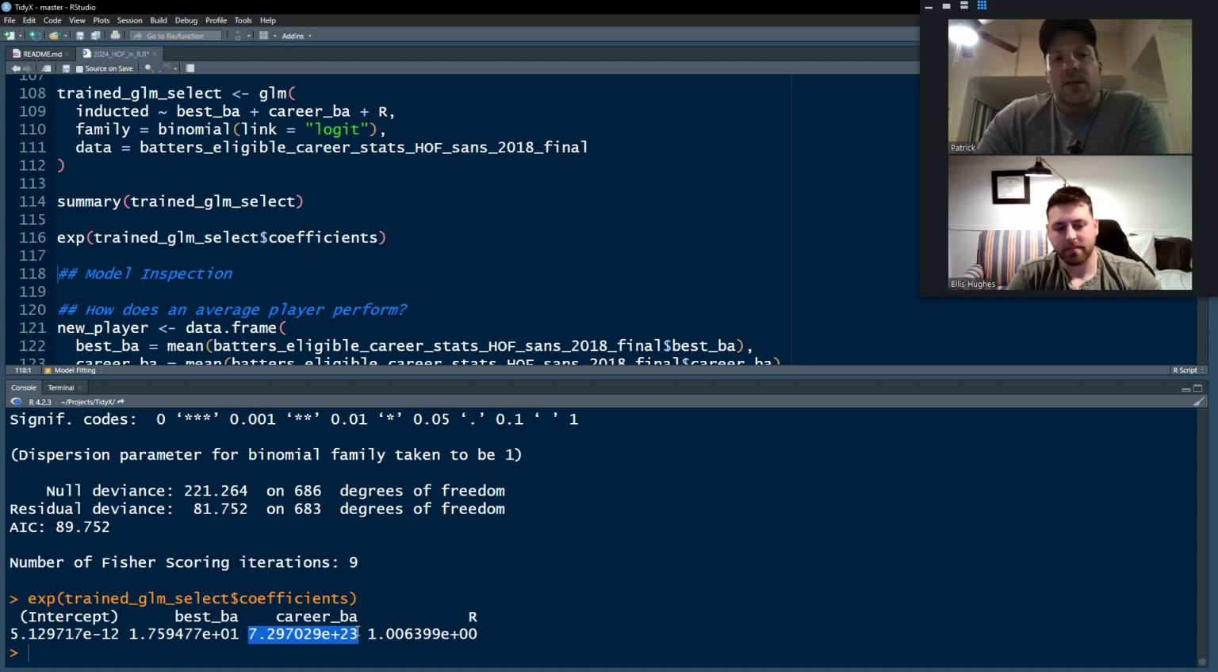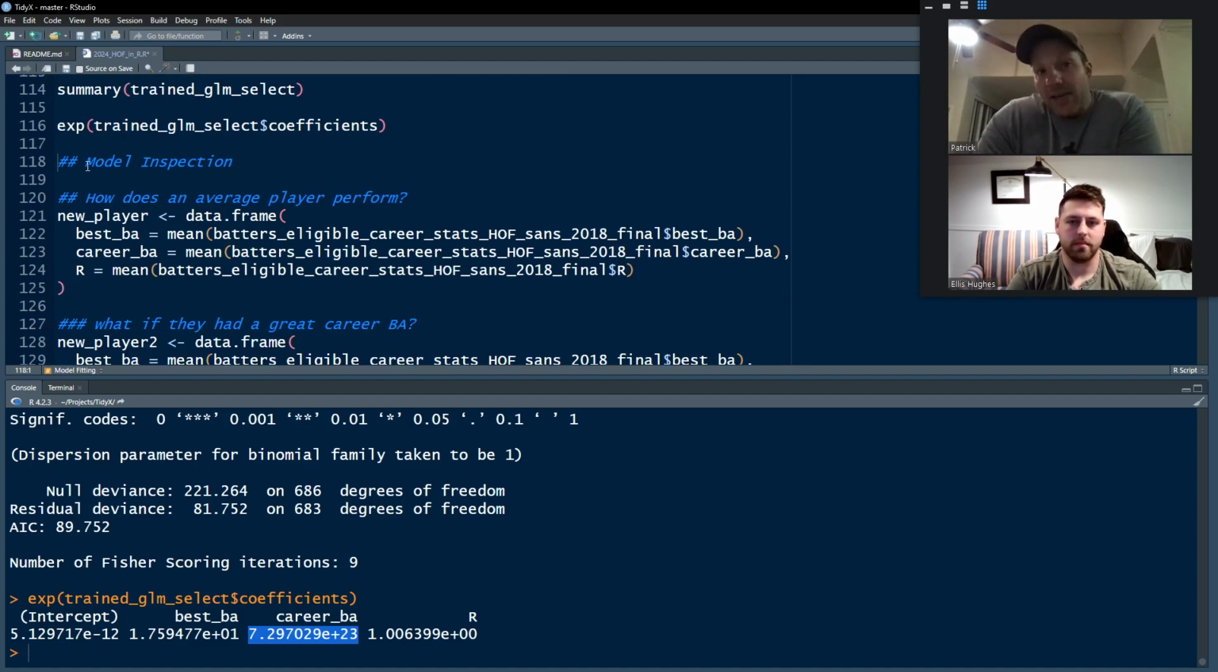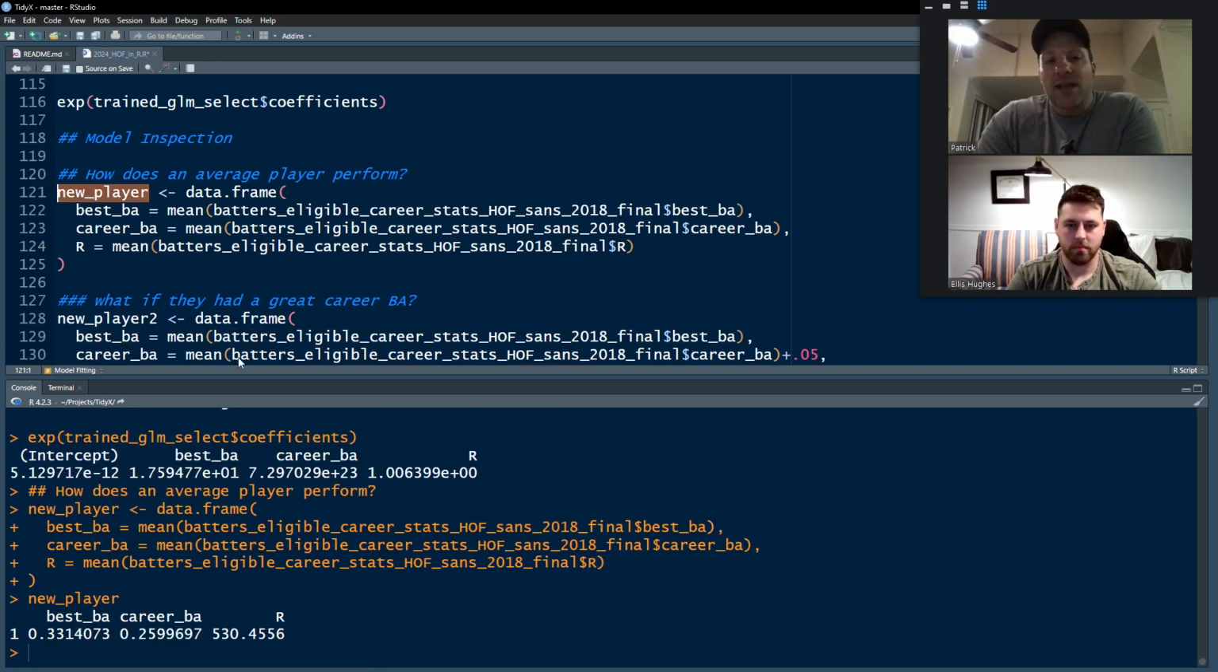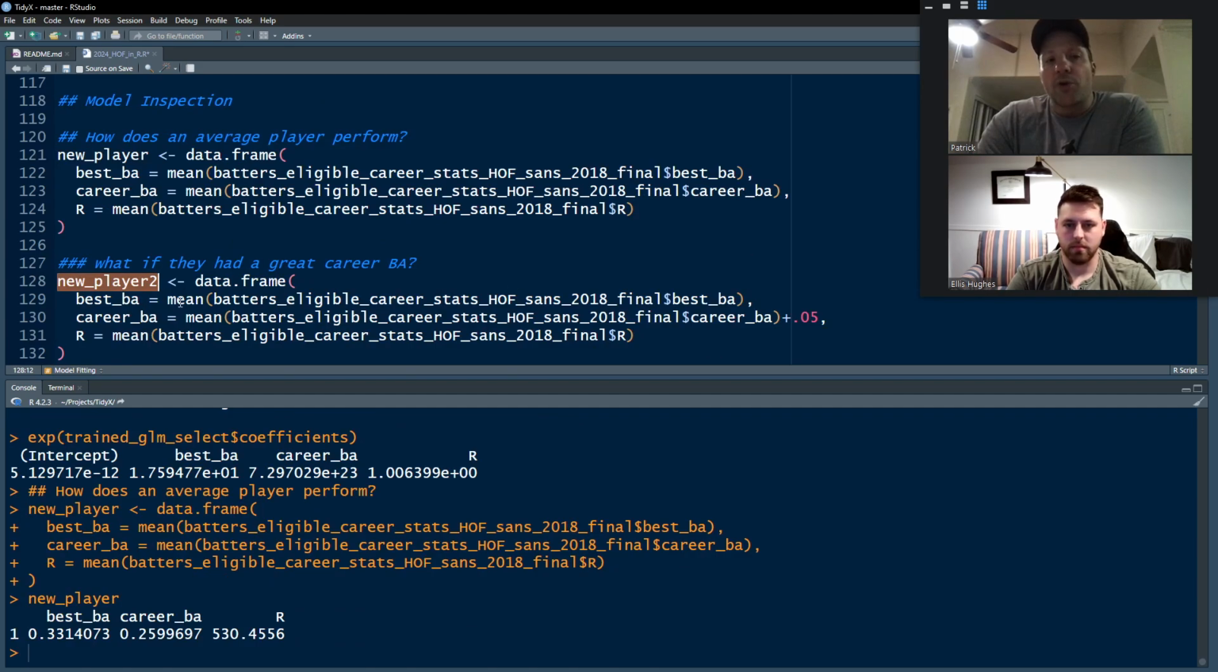One of the easier ways to explore logistic regression, or really any model, is to understand its behavior by inspecting what happens to the outcome when you change a variable. So in this case, we'll create a new player who is representative of the average value for each of the independent variables in our model. So we just pass the mean of those values, and we have this new player. And then we have a second new player, and we're going to hold the best batting average and the runs constant. So they're going to look like that new player above.